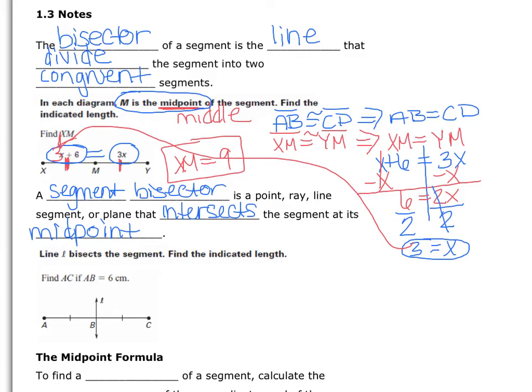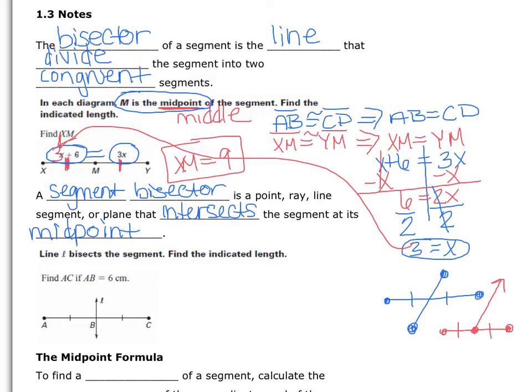So all that's saying is that if you have a segment, it can be bisected by another segment. If you had a segment, it could be bisected by a ray. So if we could have a ray extending out here, that could be another scenario. So it does not have to always be a line that cuts something in half.